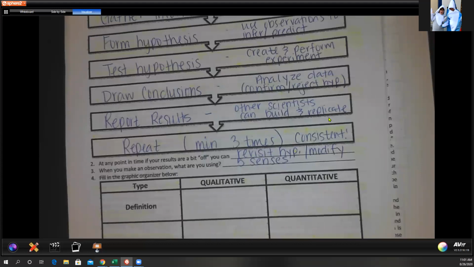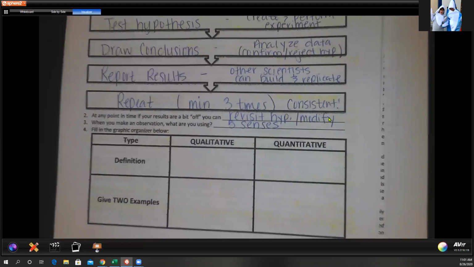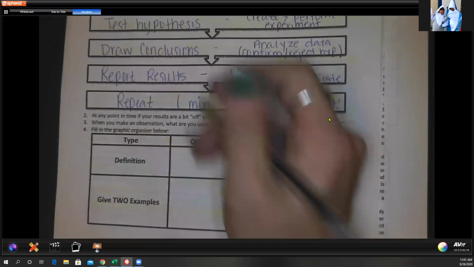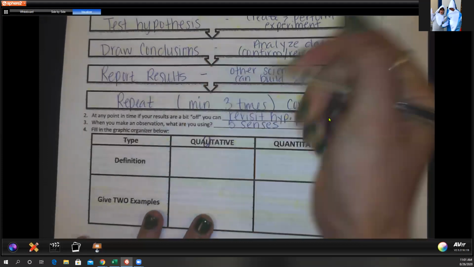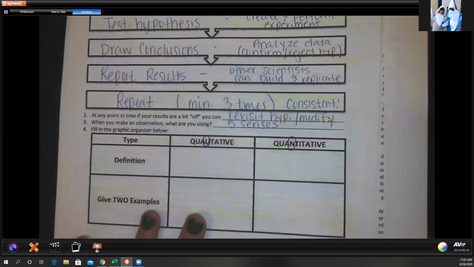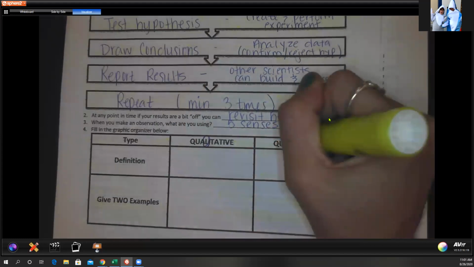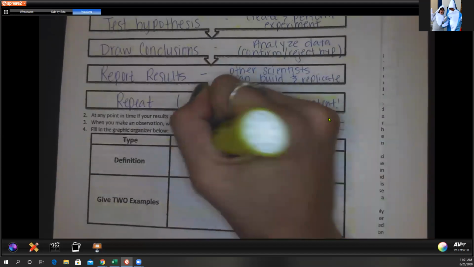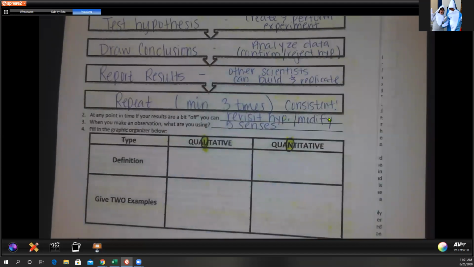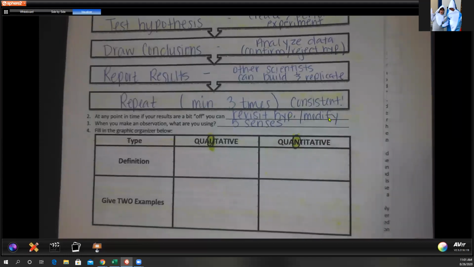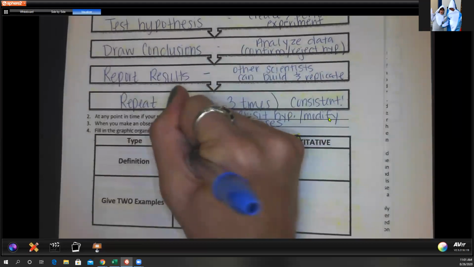So I've got two different kinds of observations. I've got a qualitative that has an L in it, and a quantitative that has an N. There's a reason I did this. What does qualitative observations mean? Trey? It means characteristics of something. Yeah, we're talking about qualities.